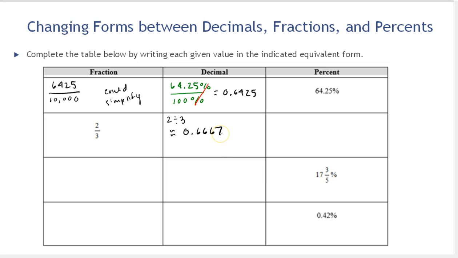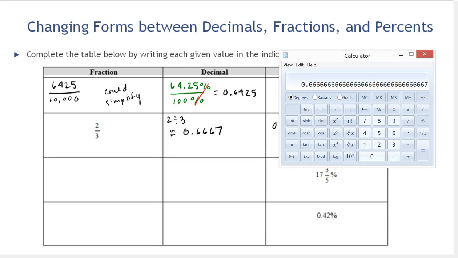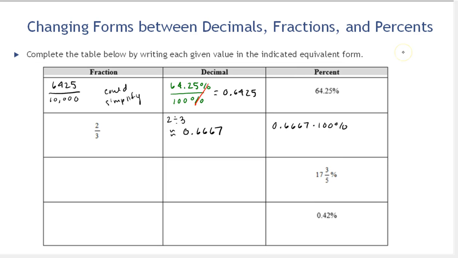Now to change to a percent, I'm going to multiply by 100%. 0.6667 times 100%. Well, multiplying this by 100, we still times 100. Oops, I left out a 6. It will be 66.67%. I left one of the 6's out. I'm sorry.